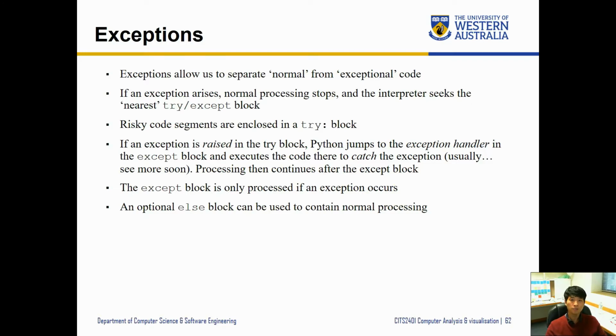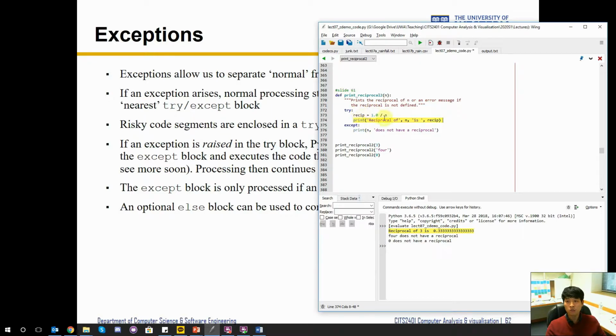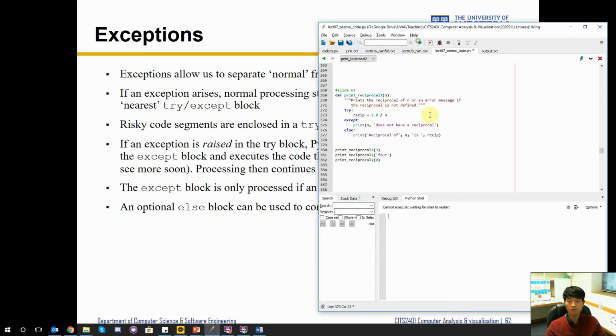And there is an optional else block that you can put. The else block can be used to contain normal processing. So if you have some result that comes out here that has to be used afterwards, then you can additionally put else and then continue. Say we can probably move this print in here, and it's going to behave the same way. If there was no error, I'm going to move into the else block. If there was an error, I'm going to move into except.